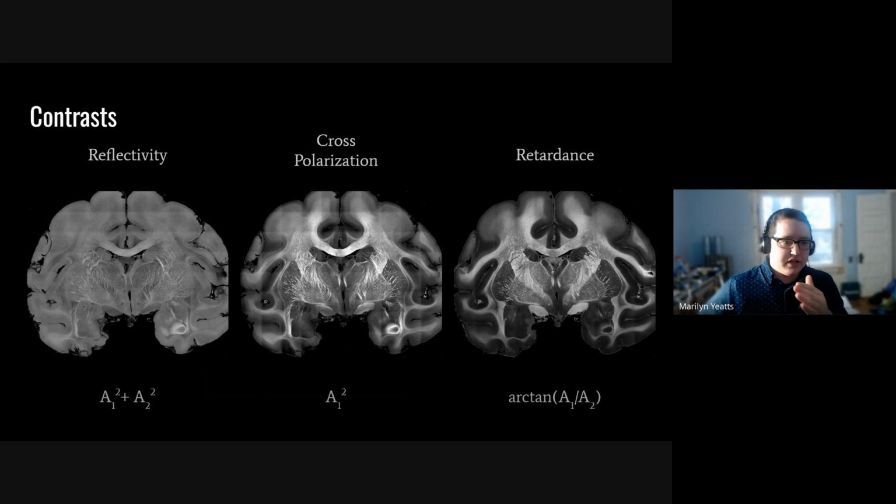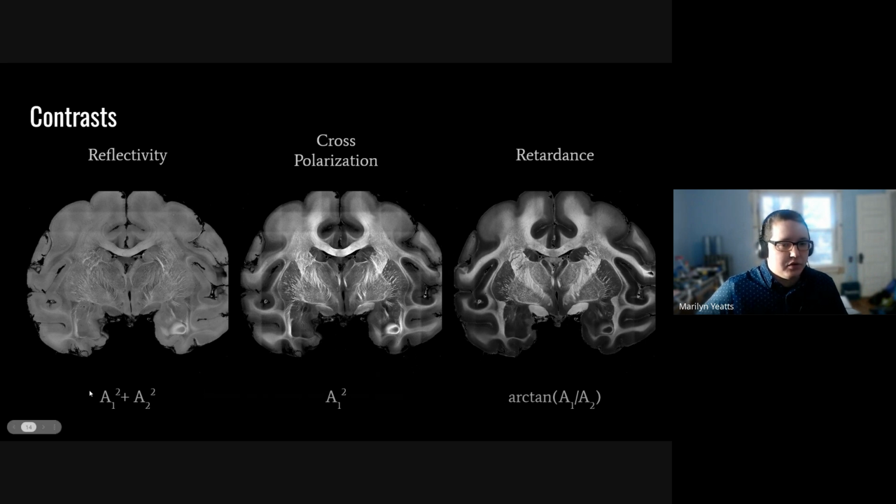We have reflectivity, cross-polarization, and retardance. So reflectivity, you can see these equations down here at the bottom, is the sum of the amplitude of both of my channels. The cross-polarization is just the amplitude of the second, my cross channel. And the retardance is the arctangent of the cross channel's amplitude over the main channel's amplitude. Now, reflectivity is basically just what it says on the tin. This is the light that you get back.